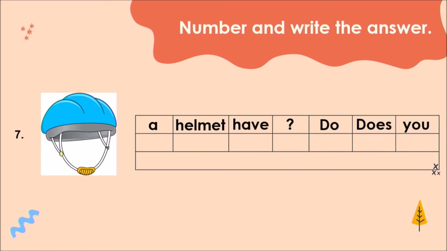How about the last one? Helmet. It's a thing. So what you will use? Do you have a helmet? And then last one is the question mark. Why we use do? Because our subject is you. Okay? Then you may answer it with yes, you do.